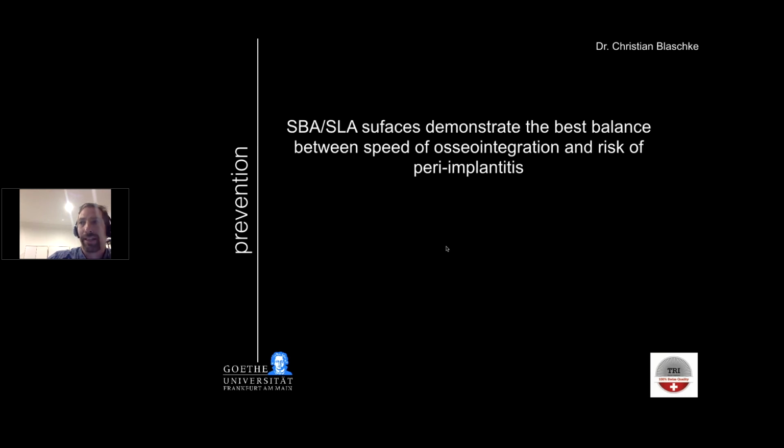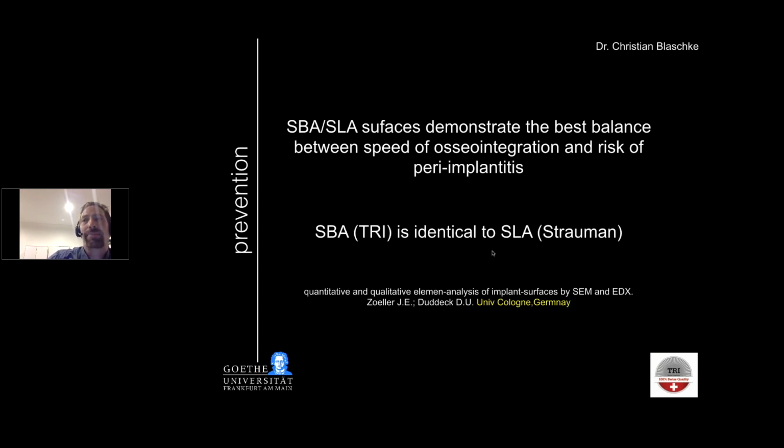There were a couple of studies done which showed that the SBA SLA surface does demonstrate the best balance between the speed of osseointegration and the risk of peri-implantitis. So essentially what this means is the rougher the surface, the quicker it heals in, but the higher the risk of peri-implantitis. So you have a sweet spot somewhere, and the SBA, SLA surface is that sweet spot where we have a good balance between osseointegration and reduced risk of peri-implantitis.